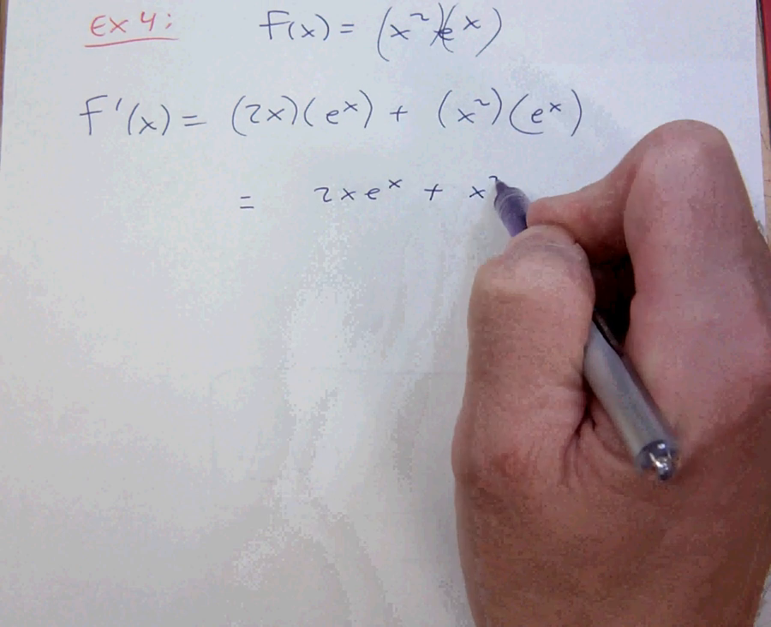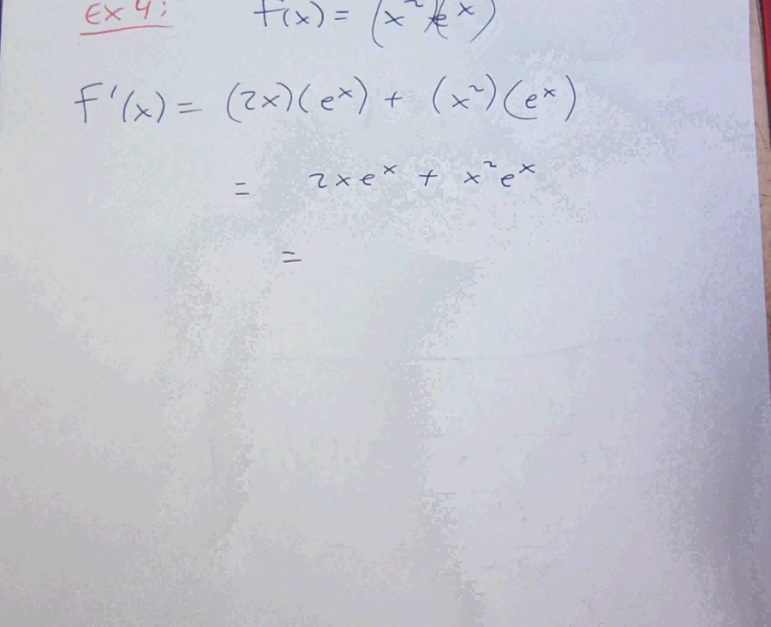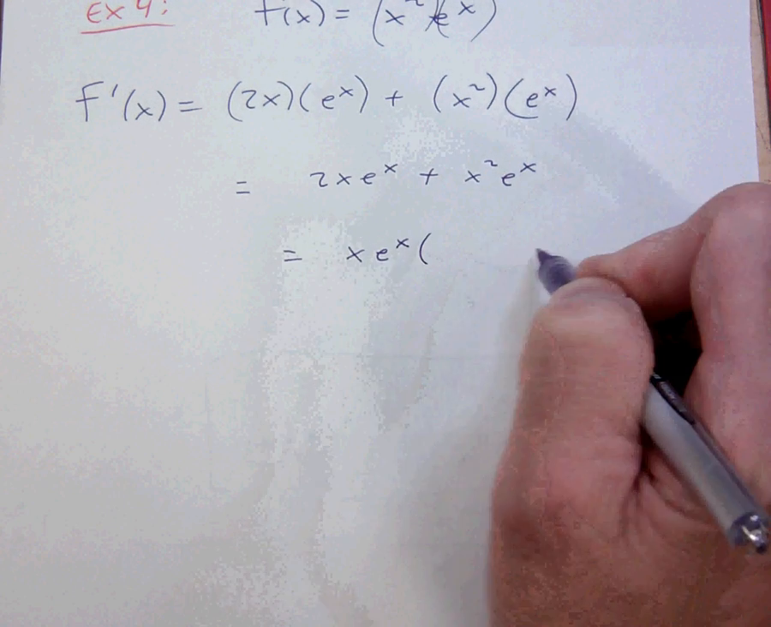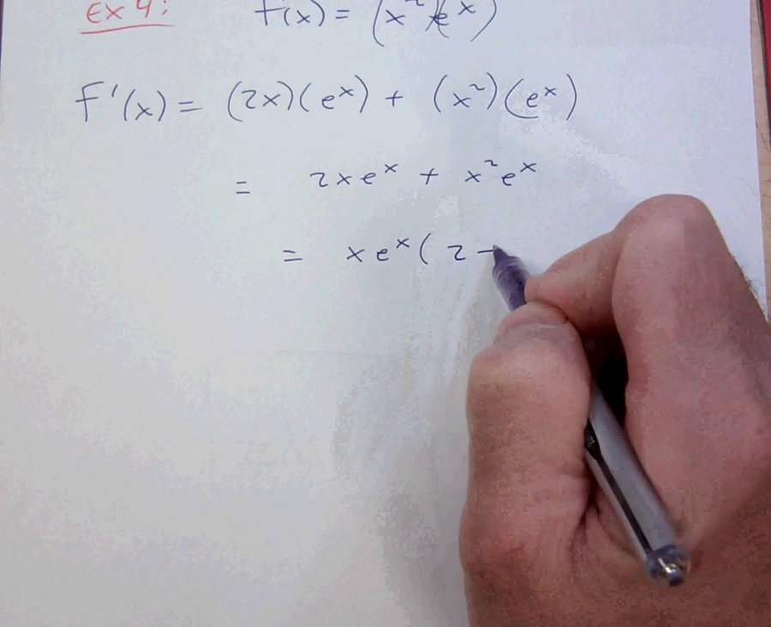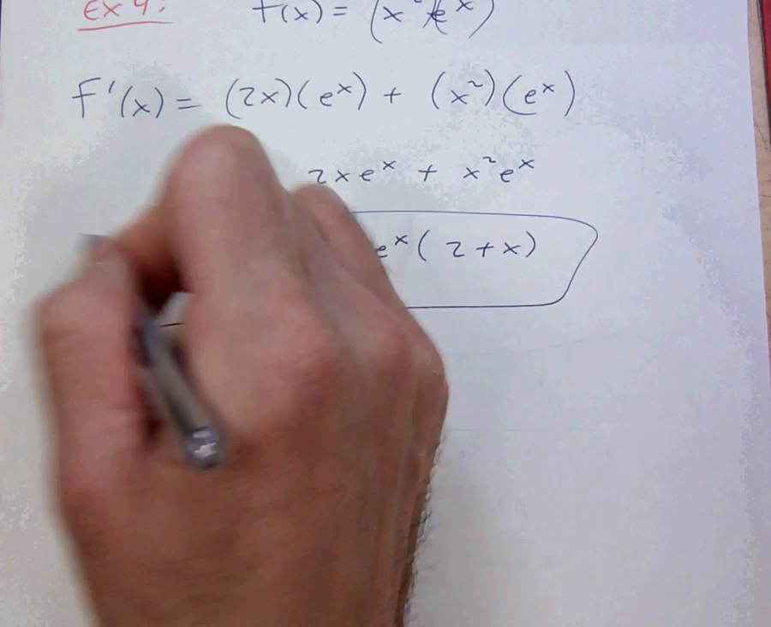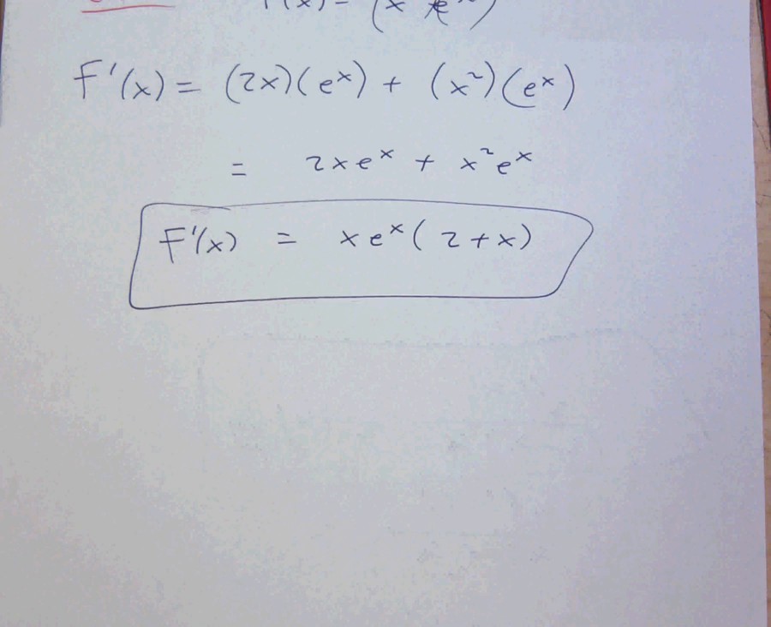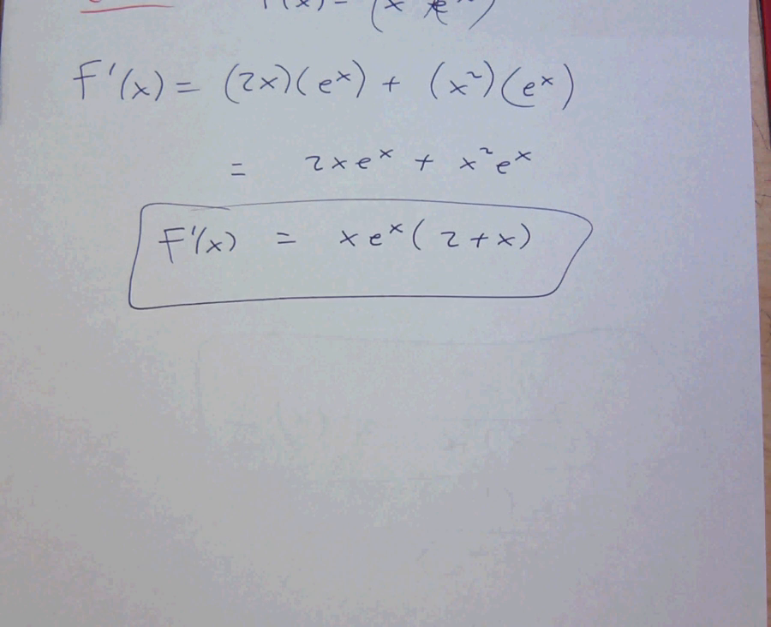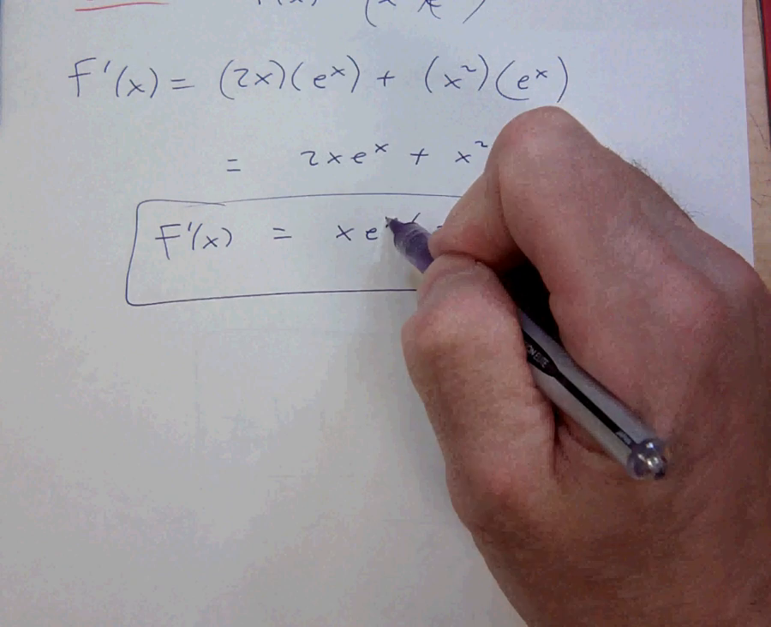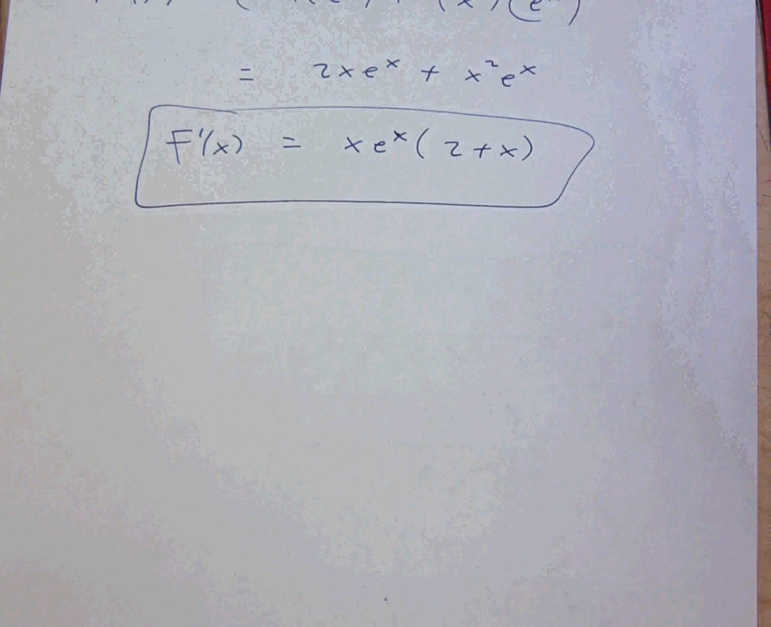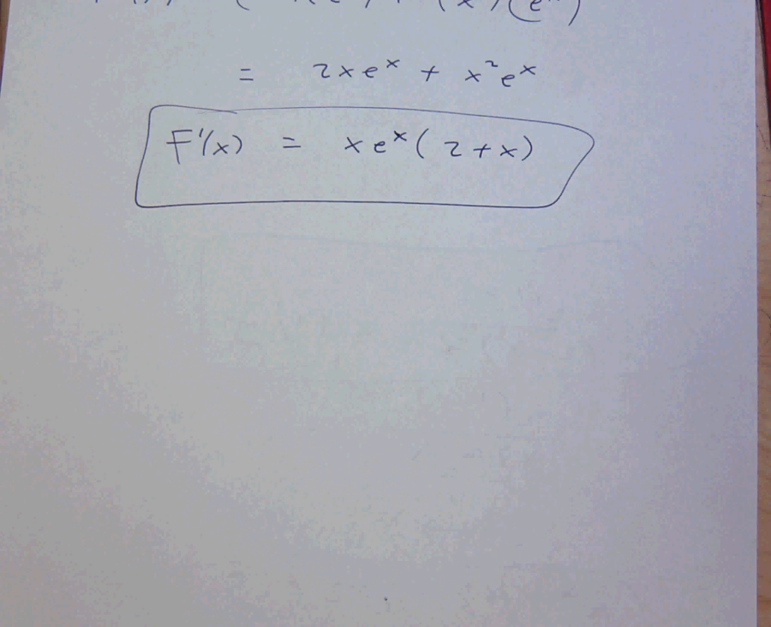All right, is there anything I can factor out here? I can pull out an x and an e to the x, and what does that leave me with? 2 plus x. Everybody agree that that's my factored derivative? Are you following me on this? All right, now hold on a minute. I'm going to now pick out where f prime might be 0 or undefined. Are you ready? You with me? Chris, with me? Yeah. Okay.